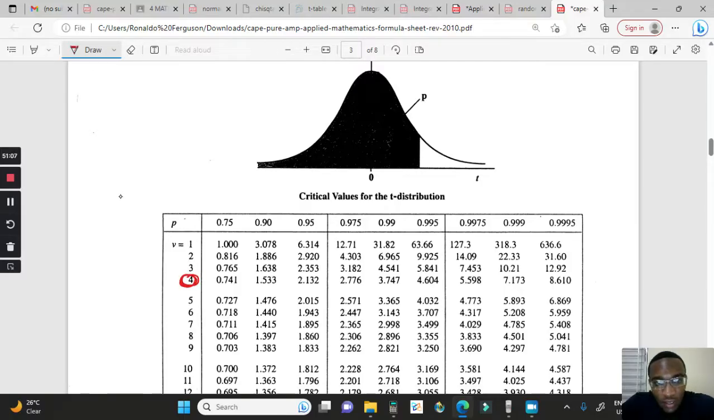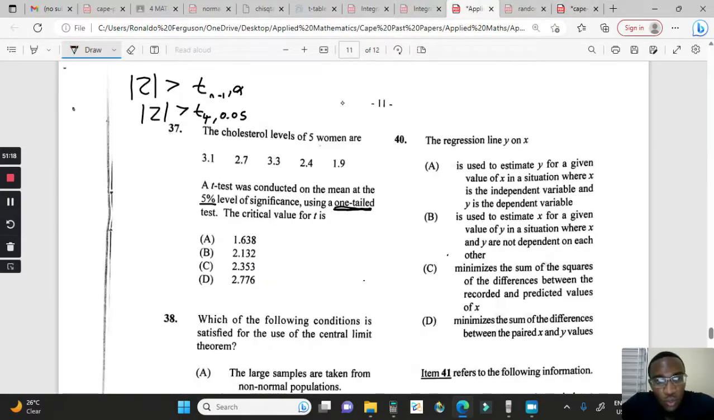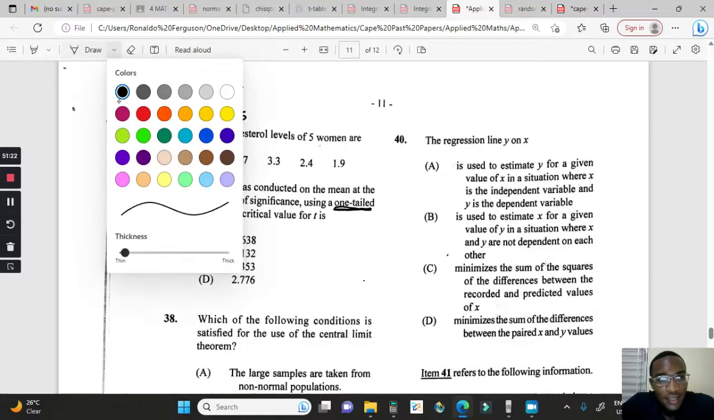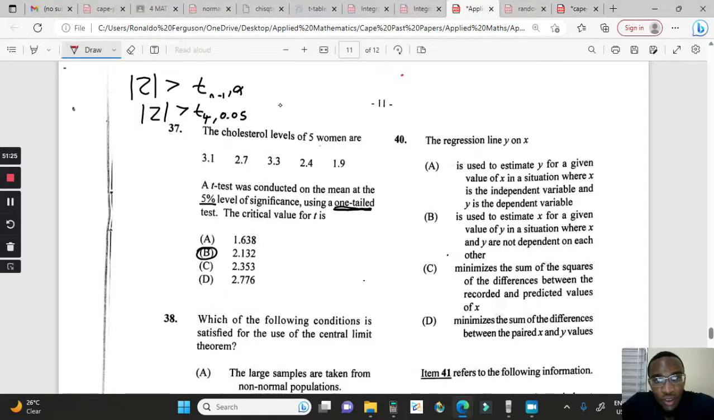So looking at 5%, which is 0.95, this is it, and that is 2.132. 2.132 is here, option B. Nice. That's our critical t value.